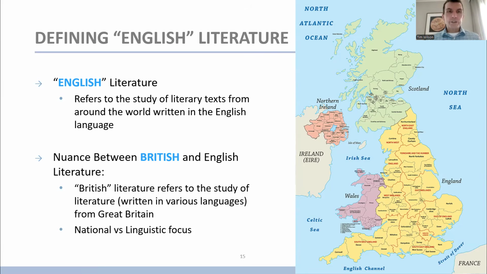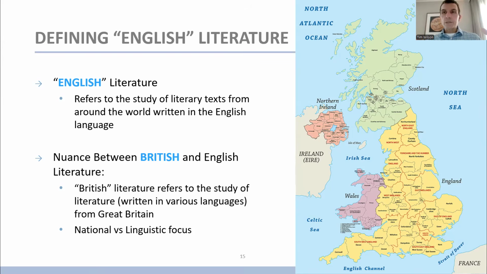English literature refers to the study of literary texts from around the world written in English. So it's a linguistic definition, not a national definition. So we study English literature from the United States. American literature is a subfield of English literature. Canadian literature, Indian literature, Australian literature.